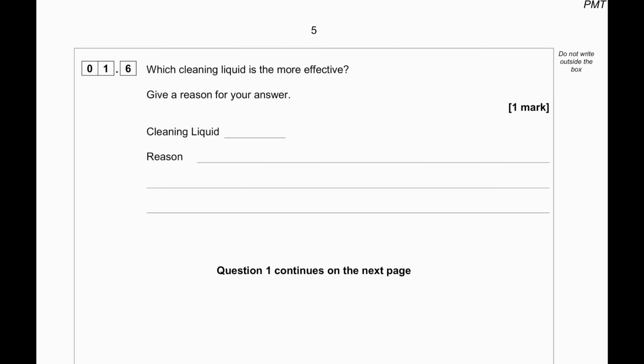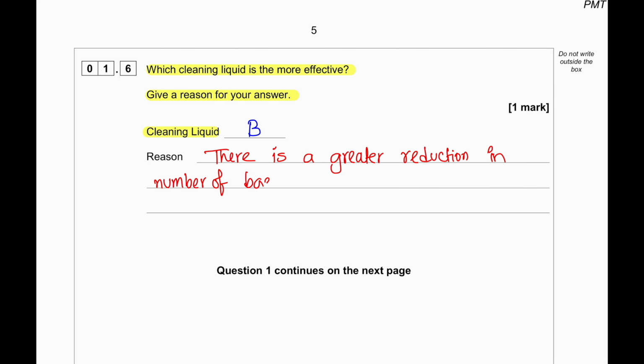The question asks, which cleaning liquid is more effective? Give a reason for your answer. So definitely cleaning liquid B will be more effective. The reason that we will give is that there is a greater reduction in the number of bacteria after cleaning in both locations with cleaning liquid B.